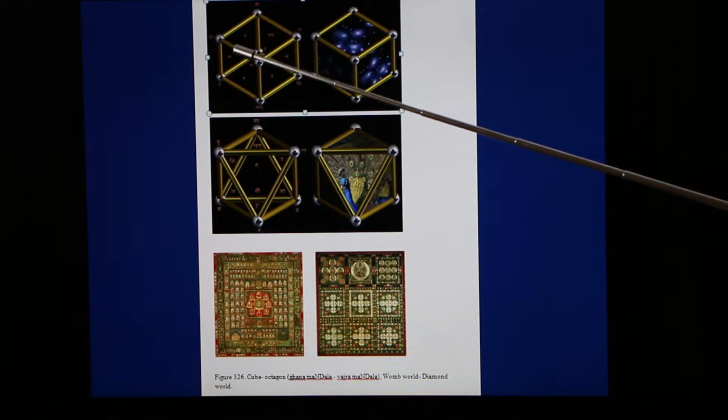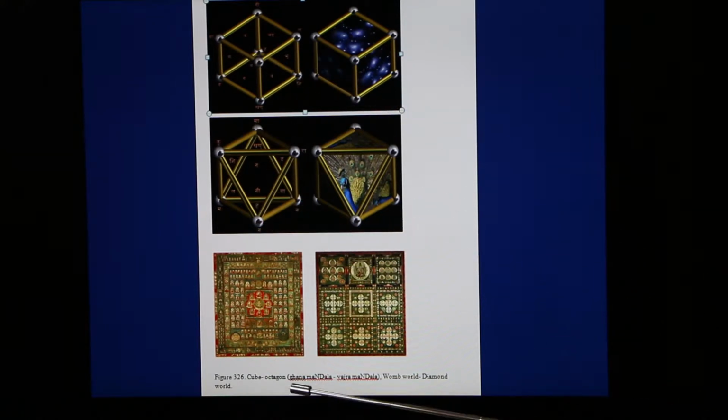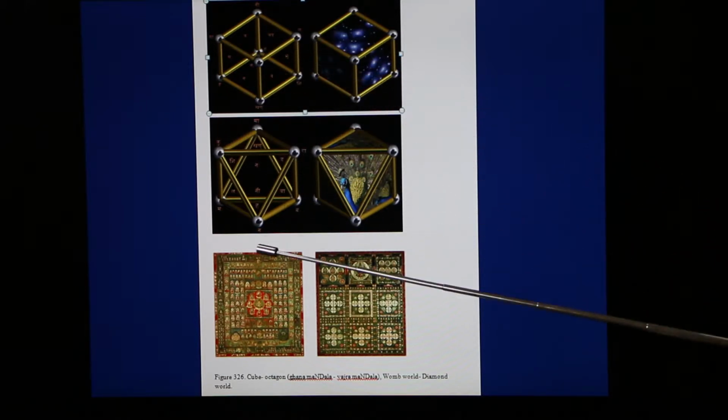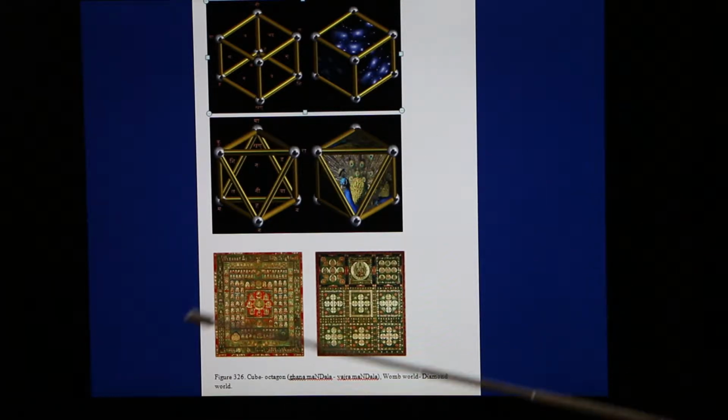Especially in the tantric tradition of the Hindus, we have a cube and an octagon, and they are called the Ghana Mandala and the Vajra Mandala, and they link to the womb world and the diamond world, which you find throughout Middle Asia and Far East Asia. And if you look closely at these two mandalas, you'll see a number of letters there. And so what looks like a physical object is a way of arranging metaphysical sounds.